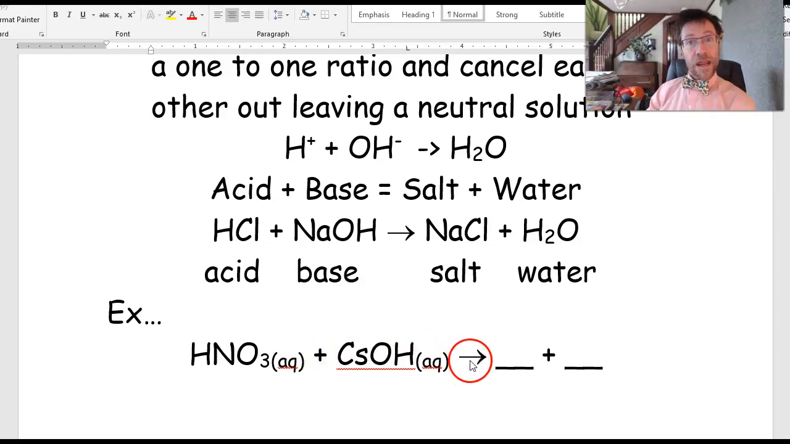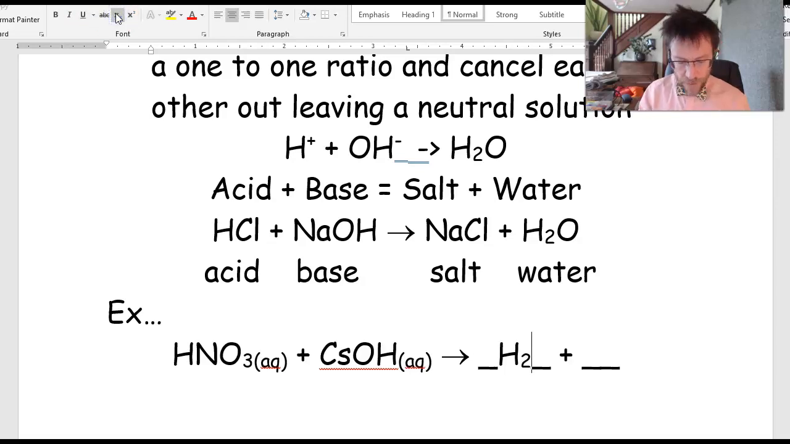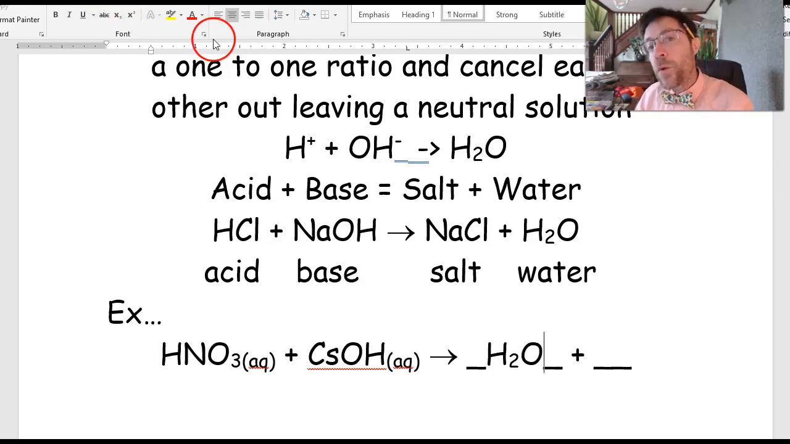Oh, like this one right here. So there's your acid, there's your base. Guess what the first thing you're going to make is? Good old high quality H2O. Now the question is, what is your salt? And I have an answer for you.